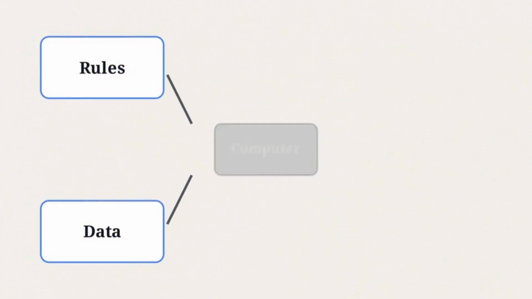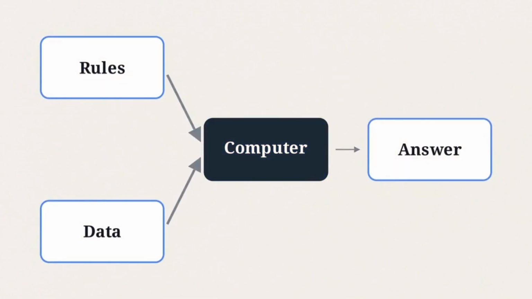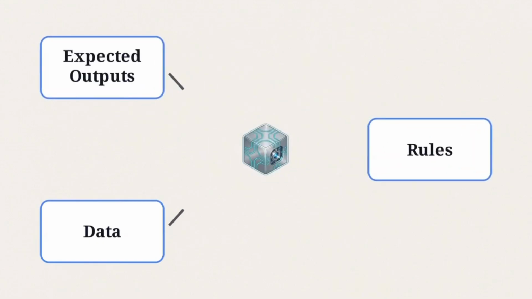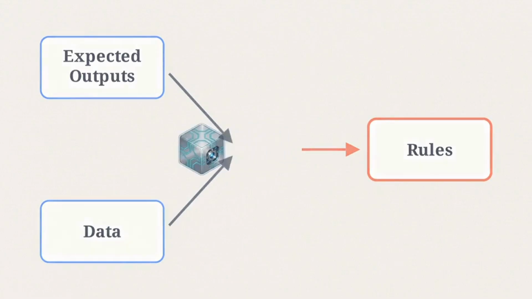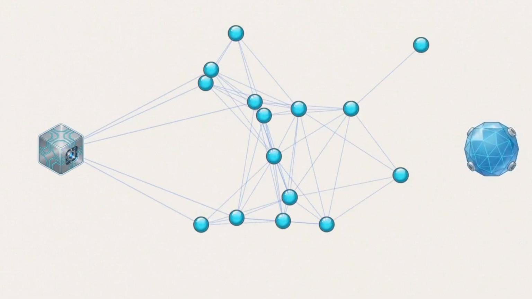In traditional programming, you feed a computer explicit rules and raw data. The computer processes that data and gives you an answer. In machine learning, you flip that script. You feed the computer the inputs and the expected outputs. The machine analyzes those pairs and figures out the underlying rules for itself. This process allows computers to find complex patterns that human programmers could never code by hand.